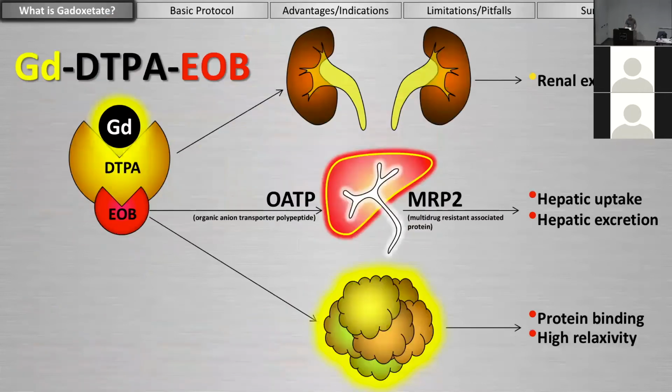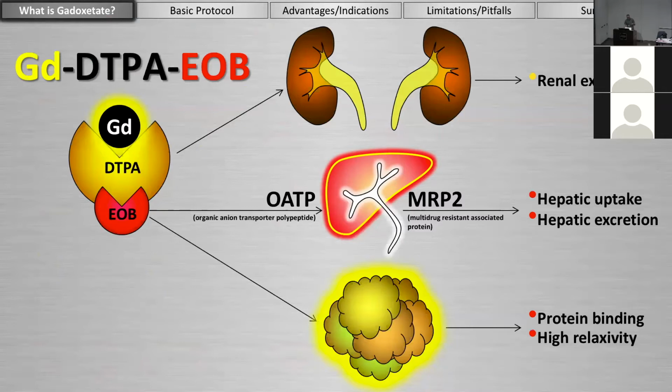In fact, gadolinium DTPA EOB gets cleared by both the kidneys and the liver. So this contrast agent gets excreted by the kidneys. This contrast agent gets taken up by the liver via OATP and then excreted into the bile ducts via MRP2. And these molecular transporters account for hepatic uptake and hepatic excretion. And EOB also binds to proteins.